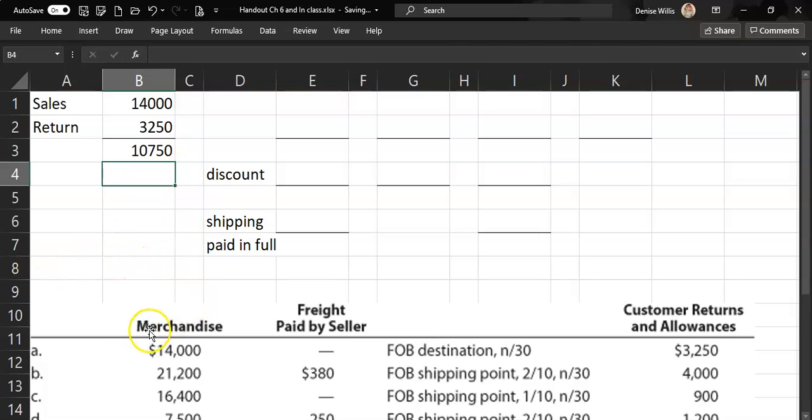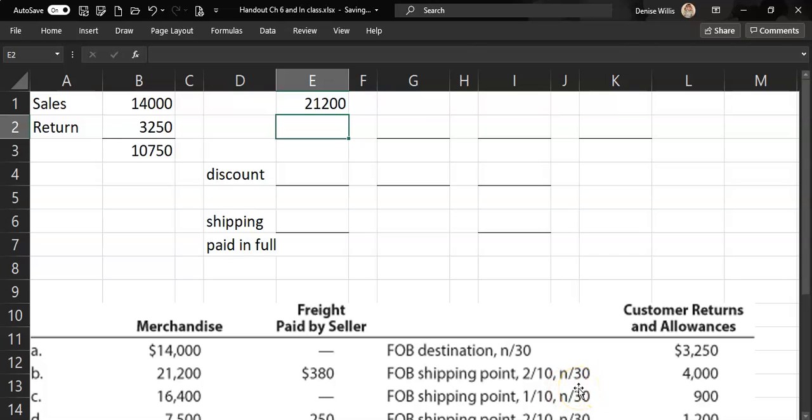Okay. Now, the next one here has merchandise of $21,200 originally. And there is freight. It's FOB shipping point. That means title passed at the shipping point, and the purchaser is going to be responsible for that shipping of $380. We're not going to put it in there yet. It is $210 net 30. This $210 right here means that if the buyer pays within 10 days, they get a 2% discount on the invoice amount. Otherwise, the entire net is due in 30 days anyway.